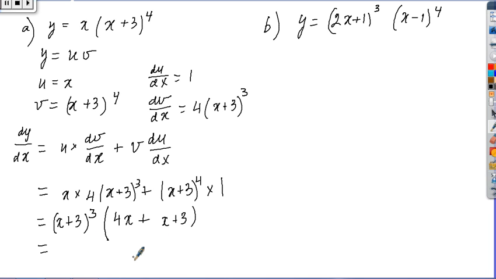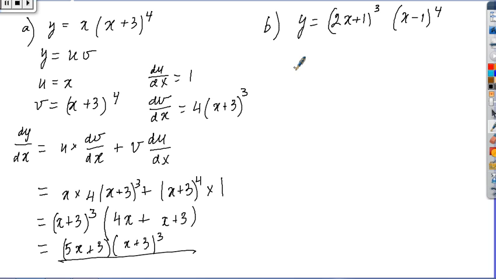So finally, let's tidy up the second bracket. 4x plus x, 5x, isn't it? 5x plus 3 plus 3. So times (x+3)^3. Okay, here is our solution.